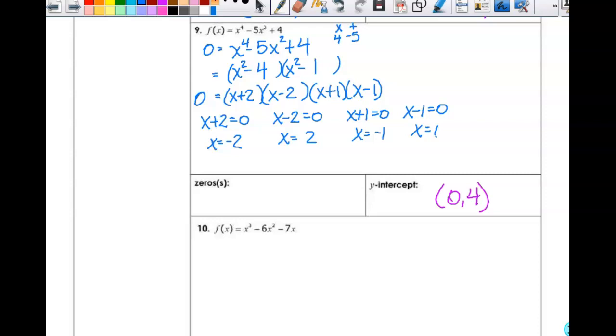There's more than one way you can express your answer here. One way is to go ahead and list them out, least to greatest. So I got negative 2, negative 1, 1, and 2, because I have 4 zeros. Or, because you do have a negative and positive 2 and a negative and positive 1, you could say plus or minus 1 and plus or minus 2. Both of them are fine. It doesn't matter either way. Delta Math would take it either way.